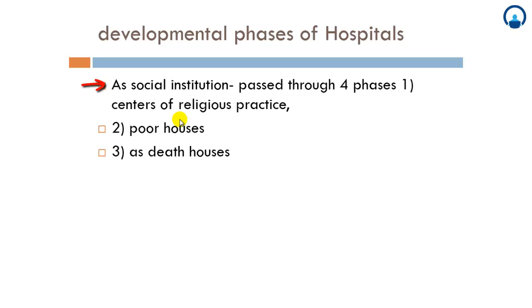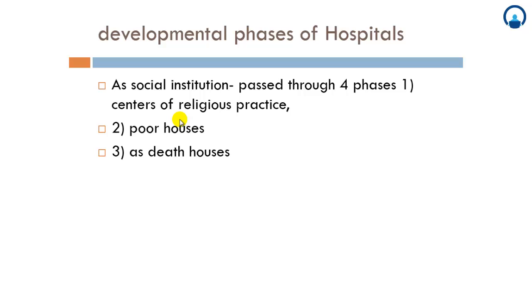The first phase was a center of religious practice, around the 10th century AD. It started as a center of religious practice, where the churches or the monks used to offer care for the people who are sick, or provide care for those who are ill.